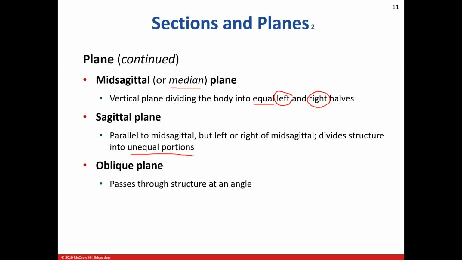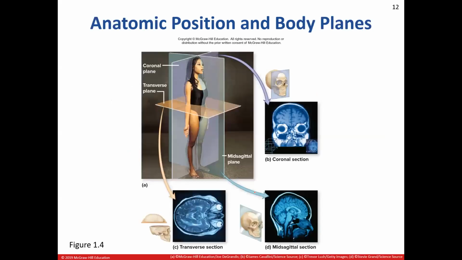So a sagittal plane is on either side of our midsagittal plane, and therefore it divides the body into unequal portions. And then an oblique plane just passes through the body at a specific angle. It can be at a 45-degree angle, 37-degree angle. It's just going to pass through the body at an angle. I'll show you these pictures when we get to the identification portion, so don't worry, I'm just trying to go through the definitions real fast here.